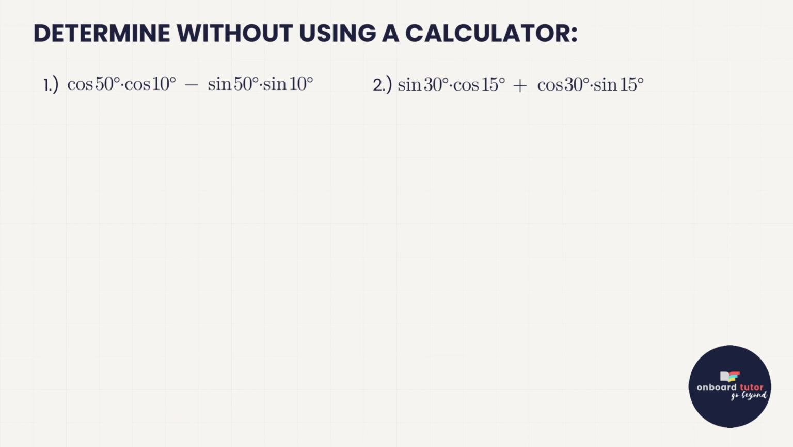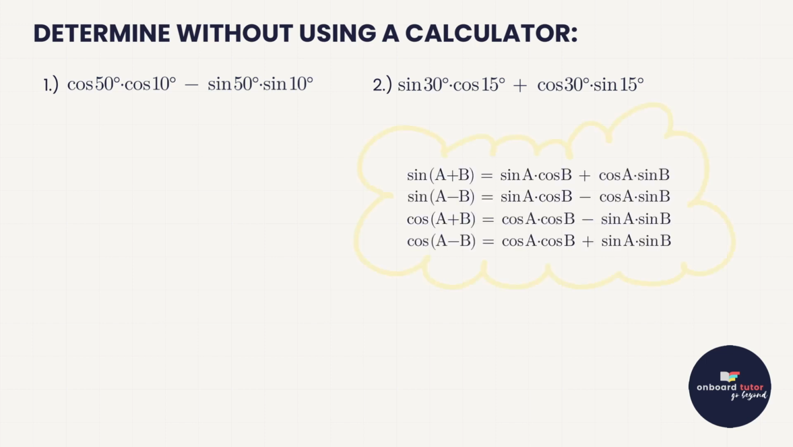Okay, let's see if we can do these ones. Determine without using a calculator. So our brains go, they probably want us to do special angles here. Cos 50, cos 10 minus sine 50, sine 10. So straight away we're going, this looks like one of those compound angle formulae. Let's head to the formula sheet. Right, so we've got cos, sine, sine, and a minus. It's this one here, cos A plus B, or in other words, cos 50 plus 10.